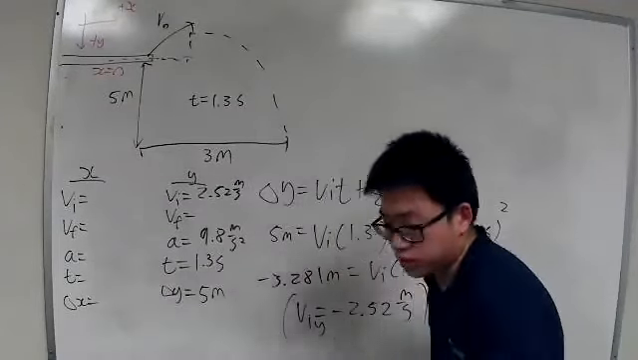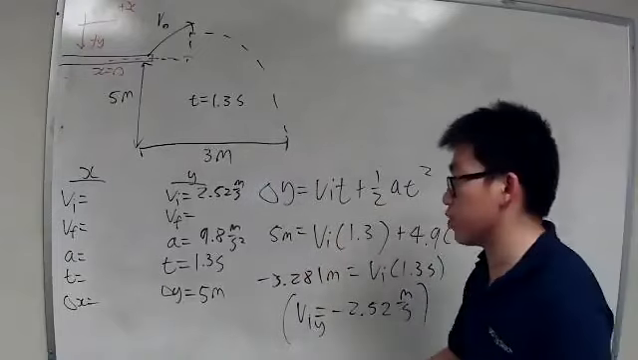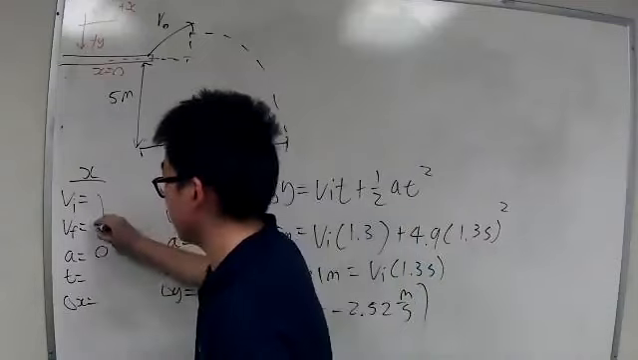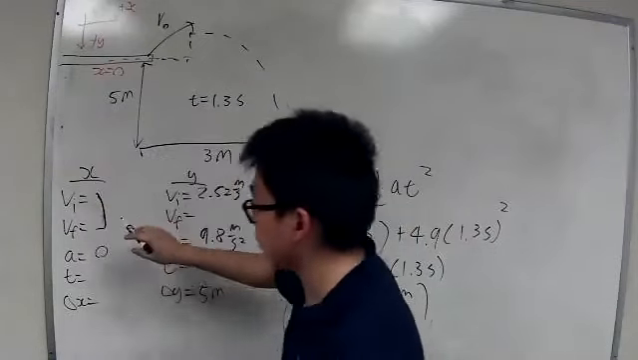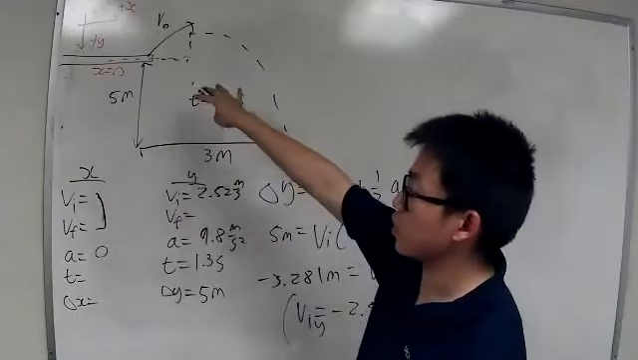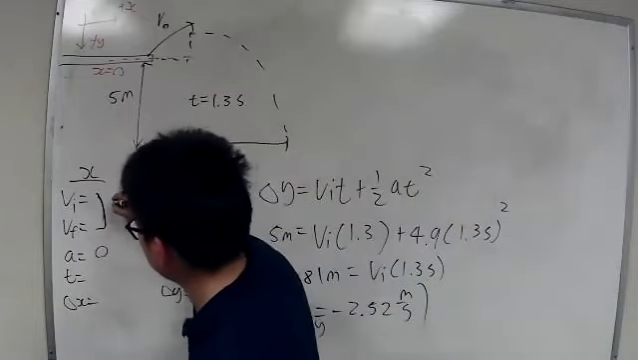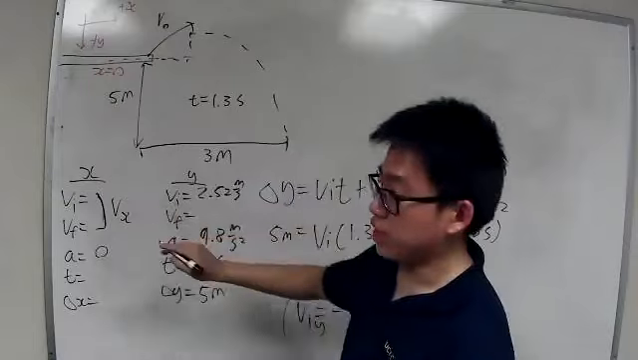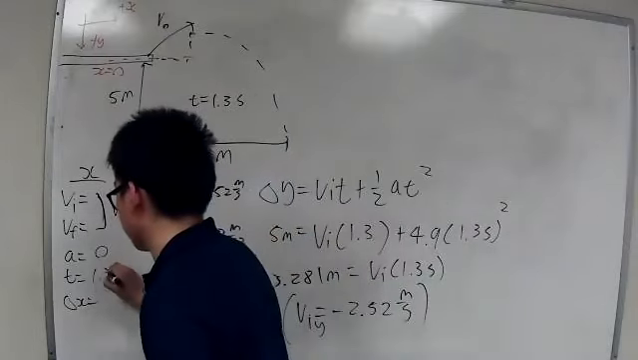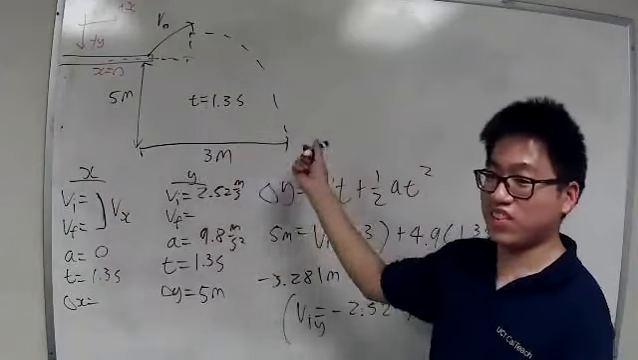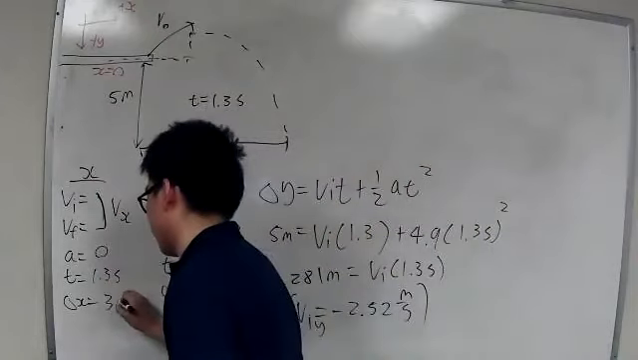And now the x direction, as I mentioned before, if it's not accelerating in the x, these two are going to be the same. Because if I didn't accelerate, my initial x is going to be the same as the final x. They're just Vx, that does not change. And they give me the time, and they give me how far it is, the x displacement.